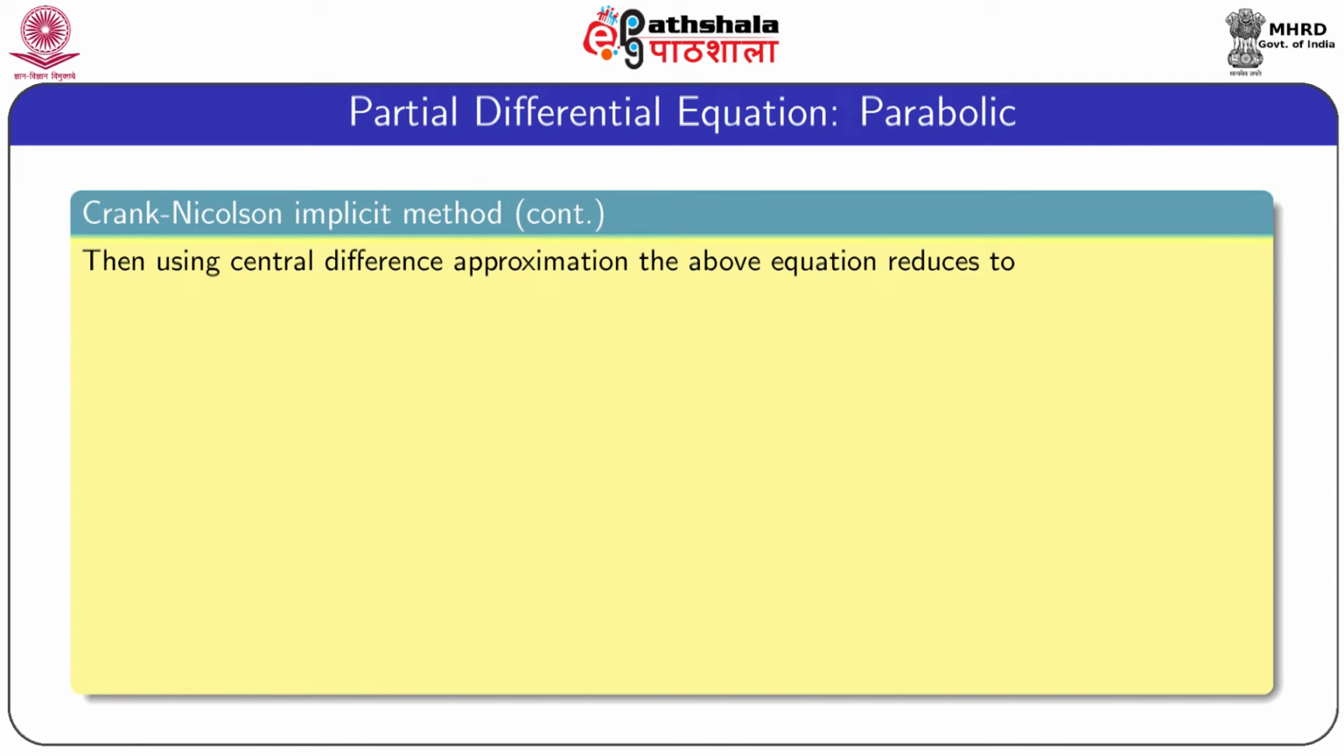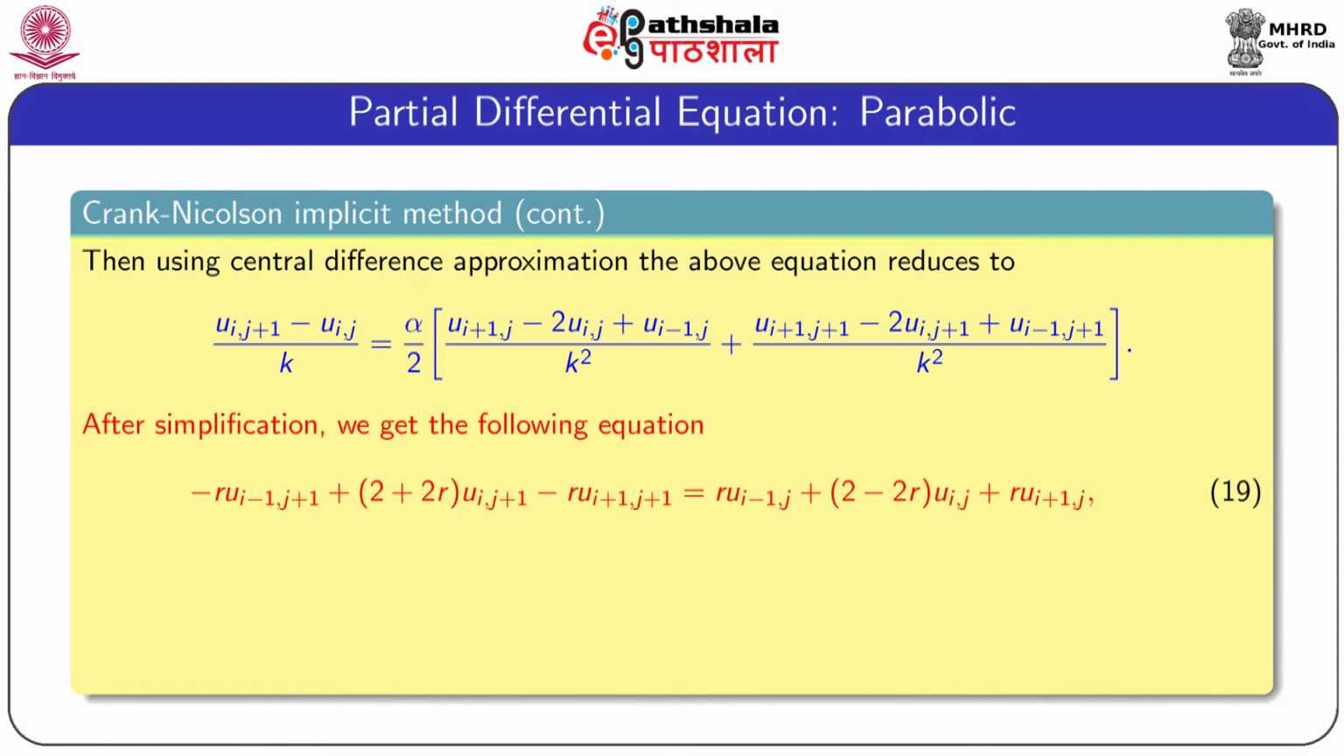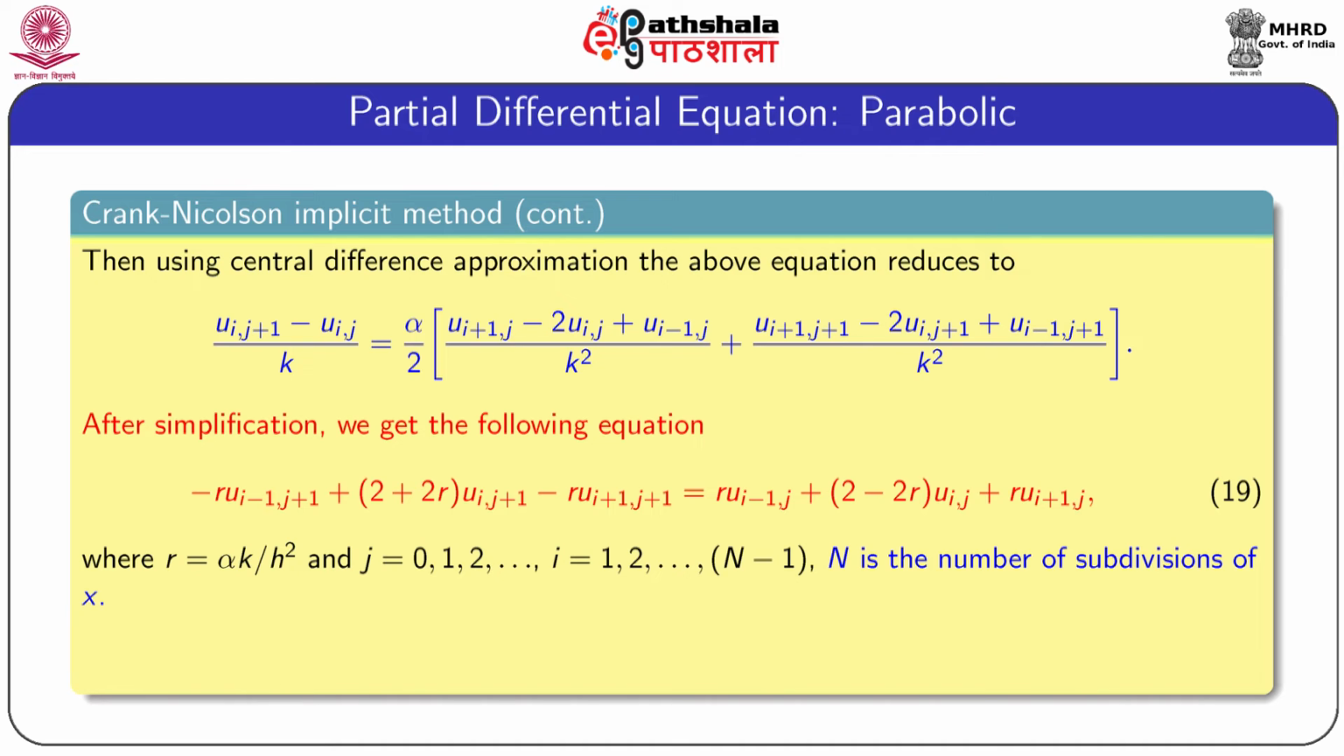Thus, using central difference approximation, the above equation reduces to this form. After simplification, the above equation reduces to equation number 19. Note that in equation 19, there are 3 values of u present in the right hand side and 3 values present in the left hand side. In this case, the value of r is equal to alpha k by h square, and the values of j are 0, 1, 2 and so on, but the values of i are 1, 2 up to n minus 1, where n is the number of subdivisions of x.